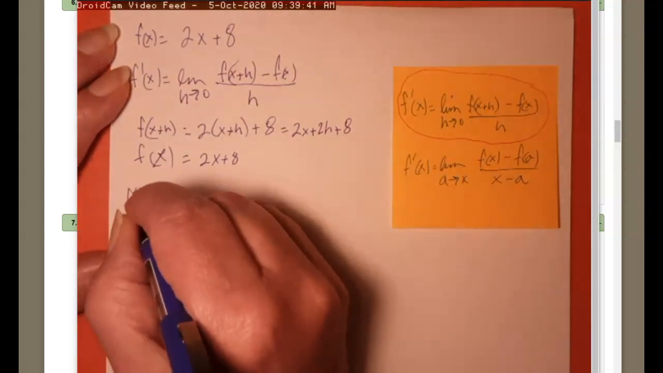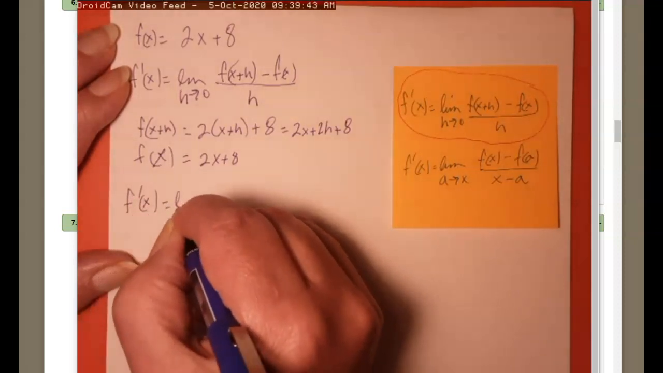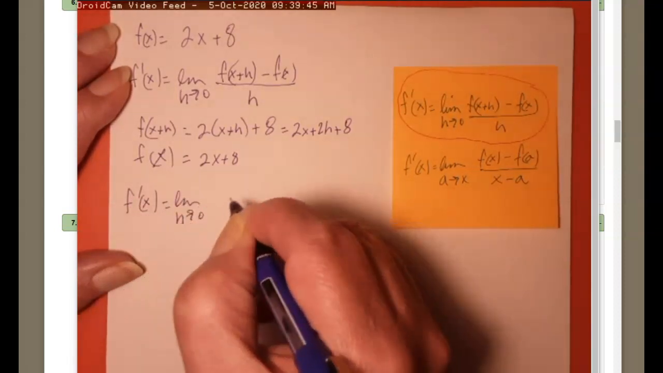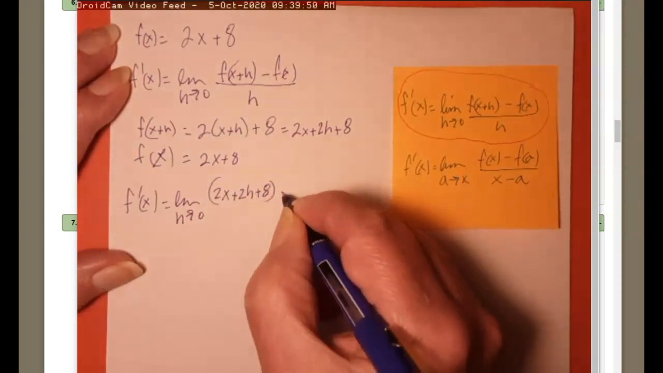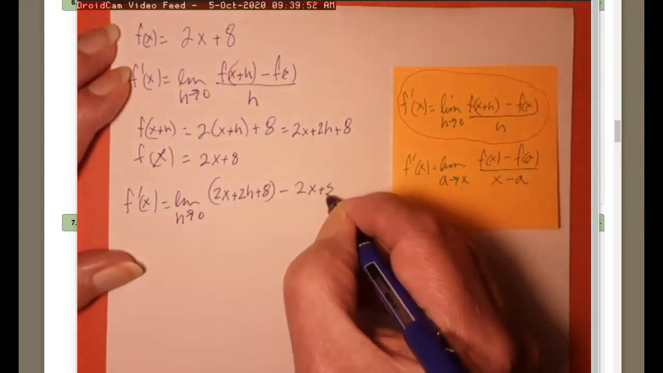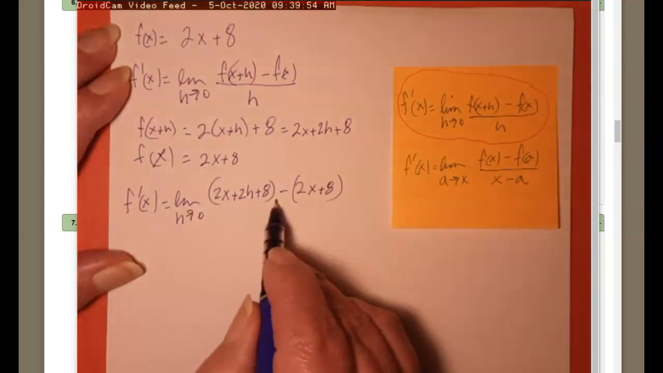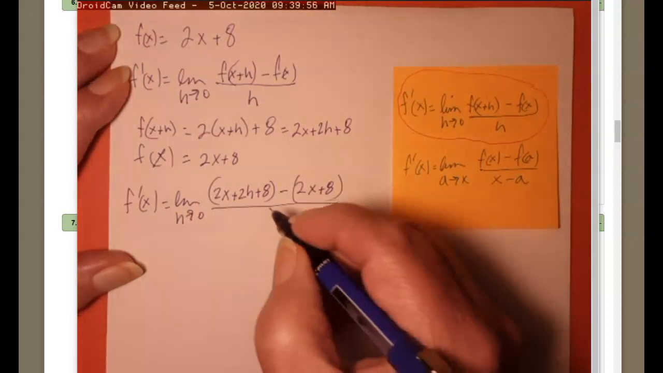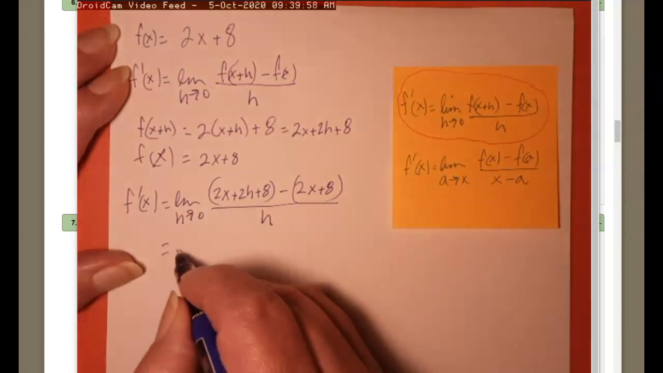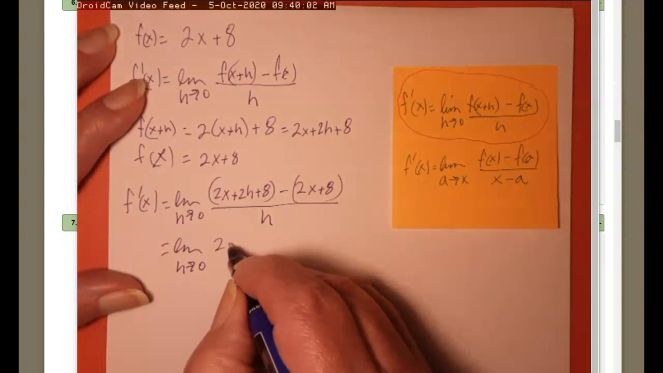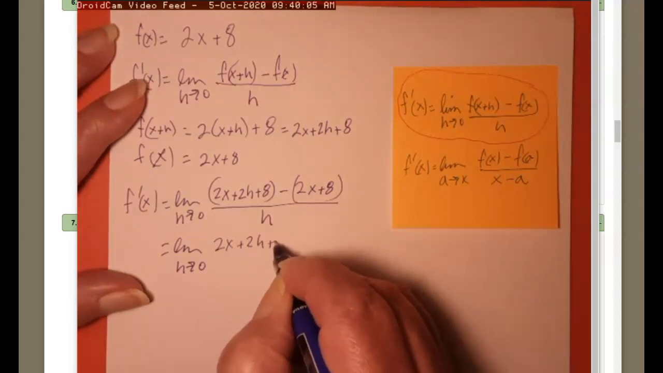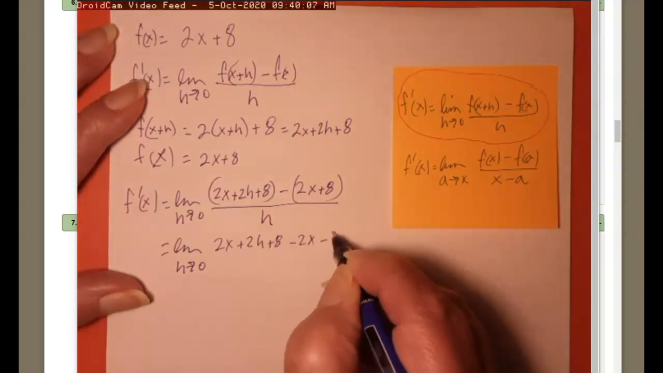So let's actually write that. The limit as h goes to 0 of (2x + 2h + 8) minus (2x + 8). I don't need the first parentheses, but I do need the second set of parentheses, all over h. So this is the limit as h goes to 0 of 2x + 2h + 8 - 2x - 8, all over h.